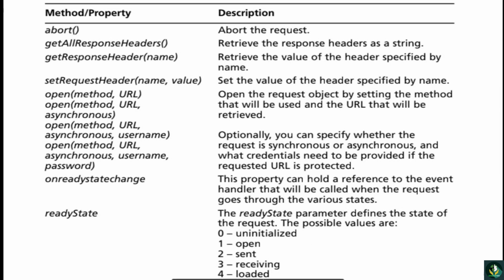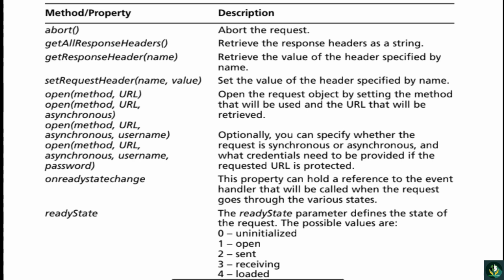So here are the methods and descriptions. Method or property, whatever you say, like abort the request. getAllResponseHeaders(), which returns the response headers as a string. getResponseHeader(name) returns the value of the header specified by name. setRequestHeader(name, value) sets the value of the header specified by the name. open(method, URL), open(method, URL, asynchronous), open(method, URL, asynchronous, username).